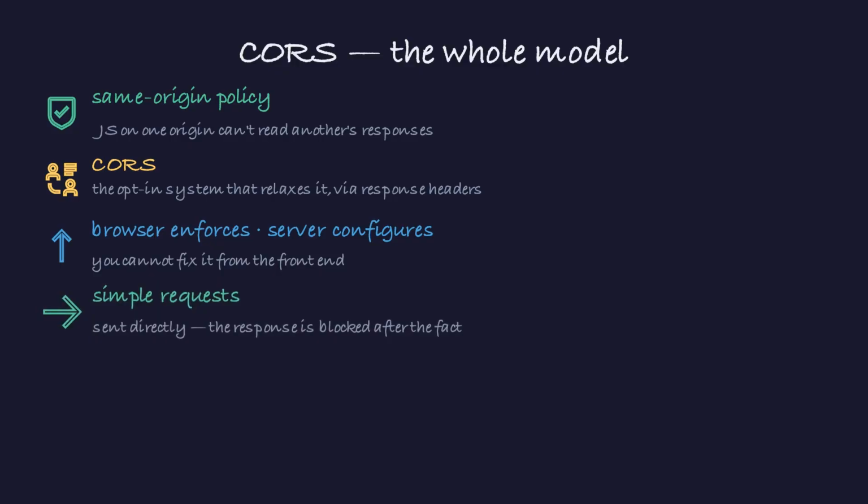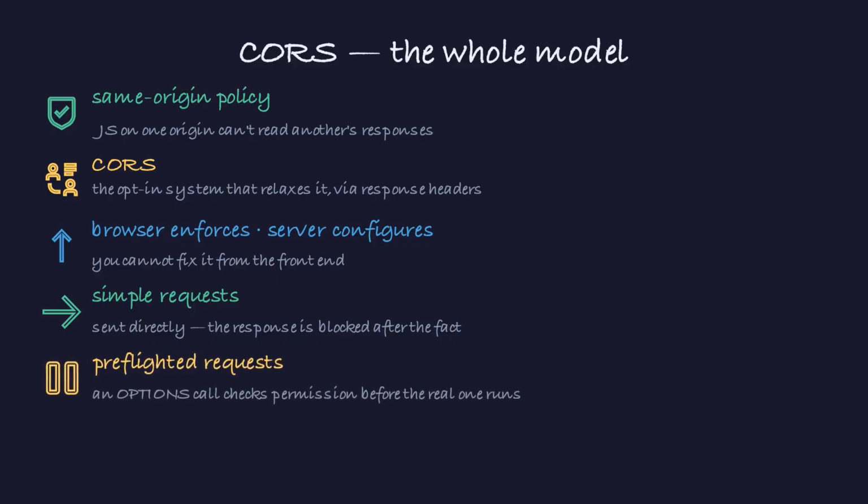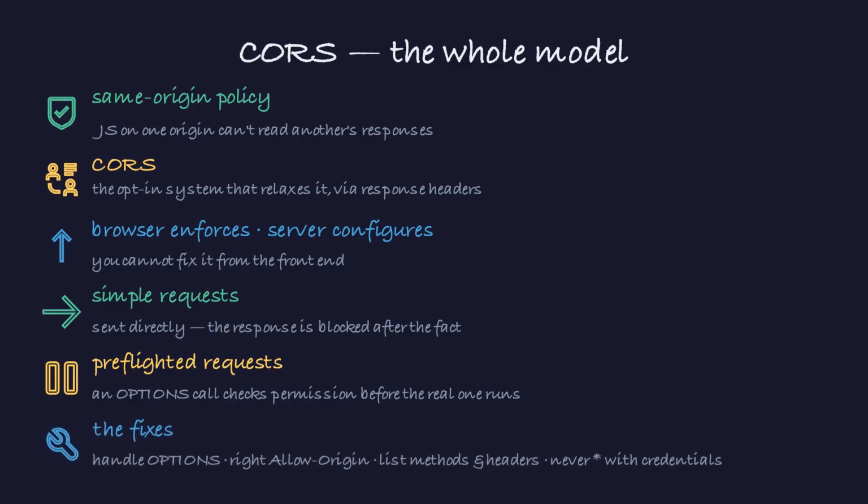Simple requests, GET, POST, or HEAD with safe headers, go straight out, and the browser checks the response header after the fact. Everything else, PUT, DELETE, JSON bodies, custom headers, triggers a preflight OPTIONS request, which checks permission before the real request ever runs. And the fixes: handle OPTIONS, send the right Allow-Origin, list your allowed methods and headers, never pair the wildcard with credentials, and allow specific origins in production.